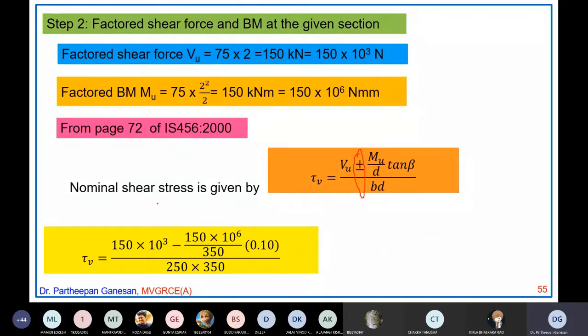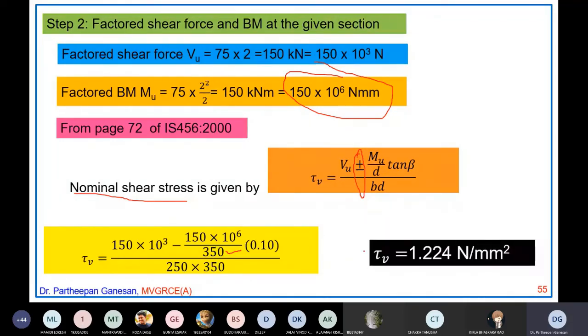Okay. So 150 into 10 cube is the VU, and here, minus 150 into 10 power 6, that is the MU value, divided by D, which is 350 mm. Remember, D I am substituting for that particular section, not the depth at the fixed support. Wherever the shear stress is asked, nominal shear stress, there it is 350 only. Into tan beta is 0.1 divided by 250 into 350. If you calculate, the nominal shear stress is coming out to be 1.224 Newton per millimeter square.